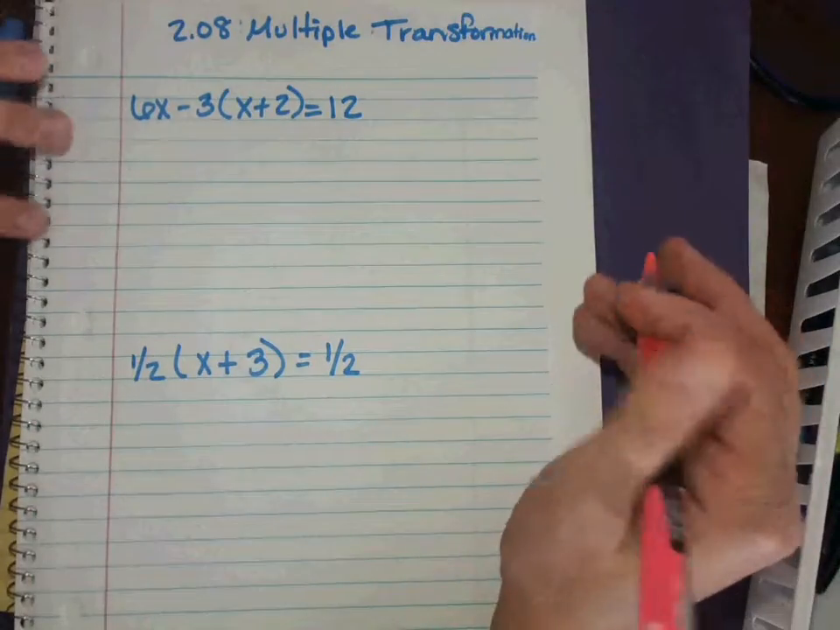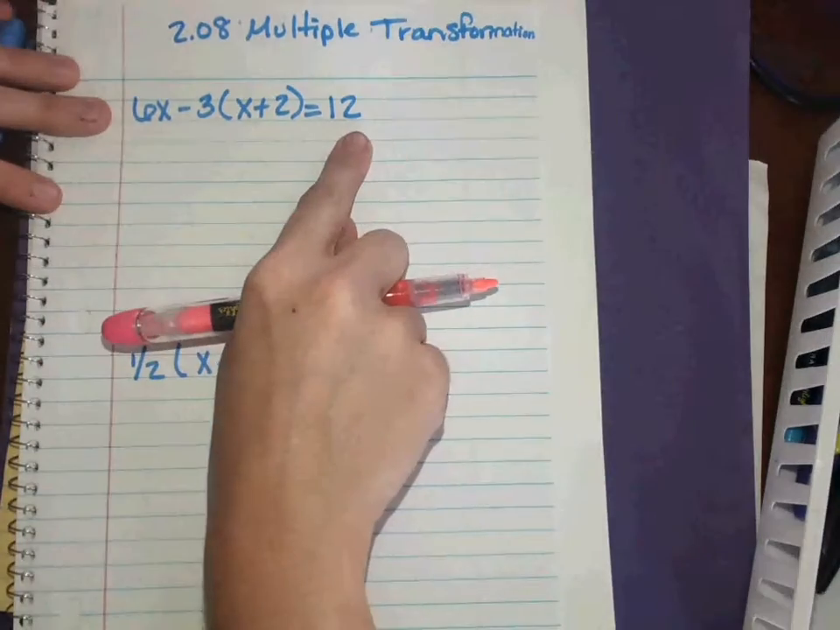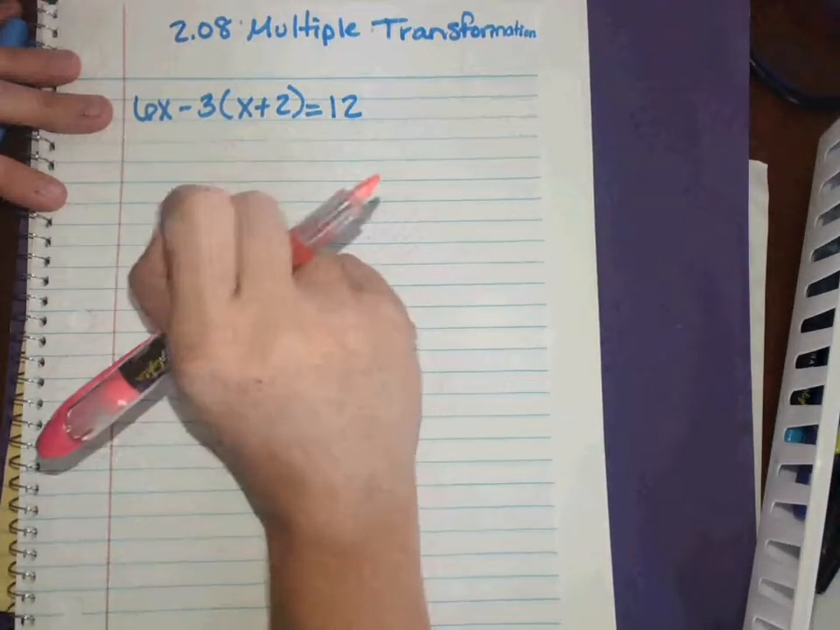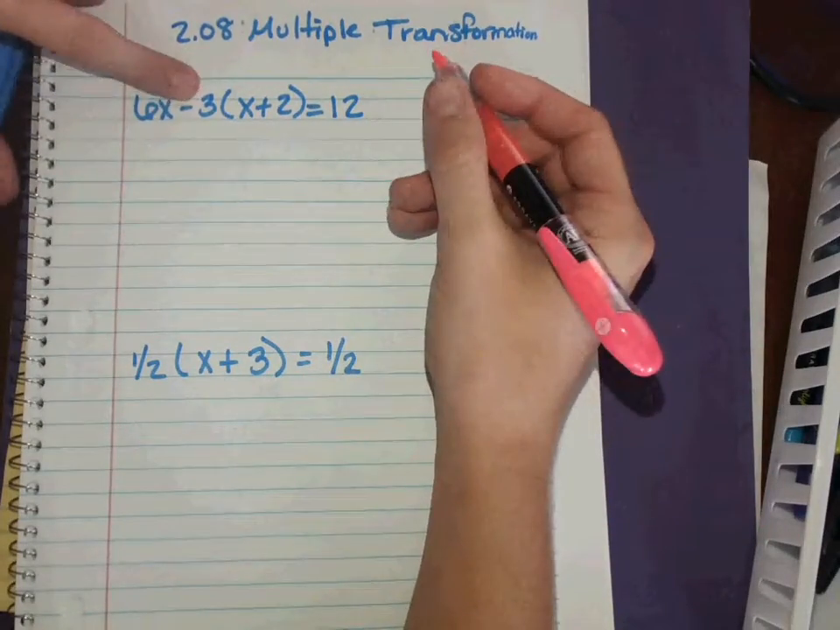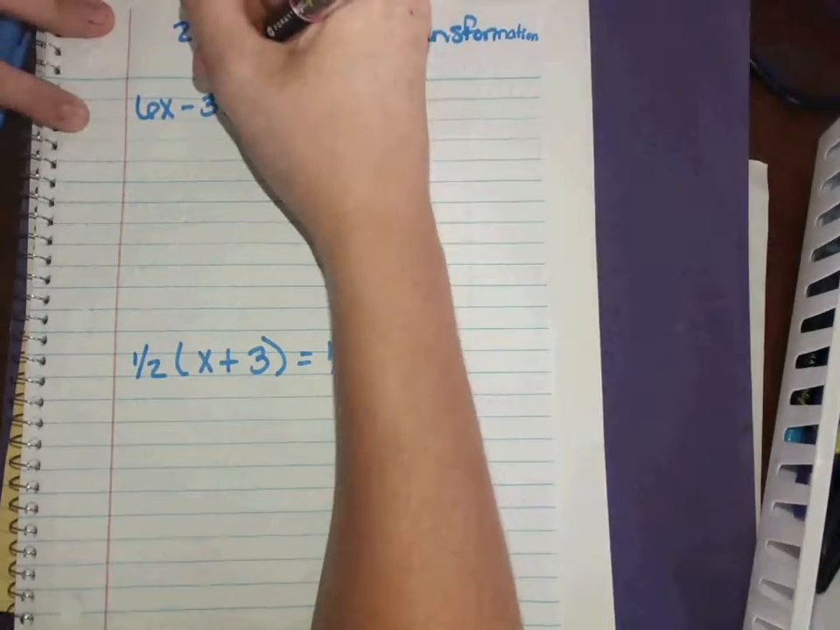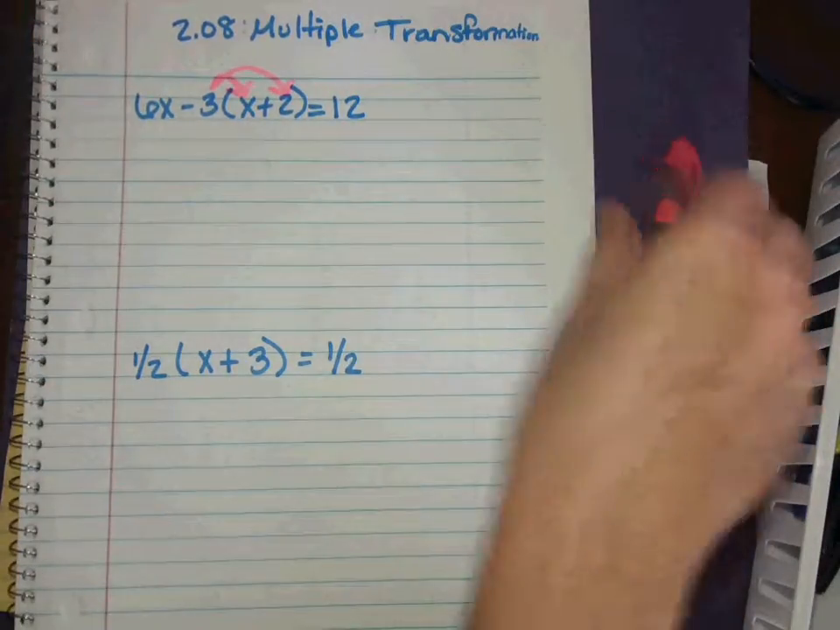Okay, we're going to look at 2.08 multiple transformations. This is very similar to one of the problems that you're going to see on your assessment, as is the next one. So what I'm going to do is I always look for distributive first and see if there's anything that I can distribute to make my equation look simpler.